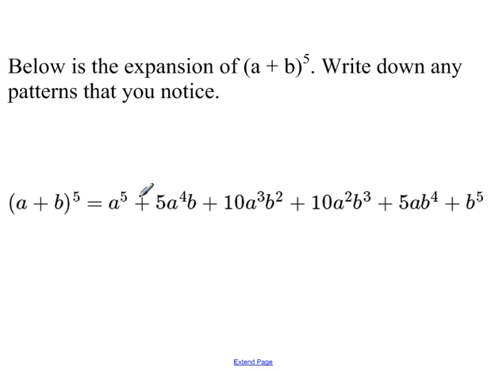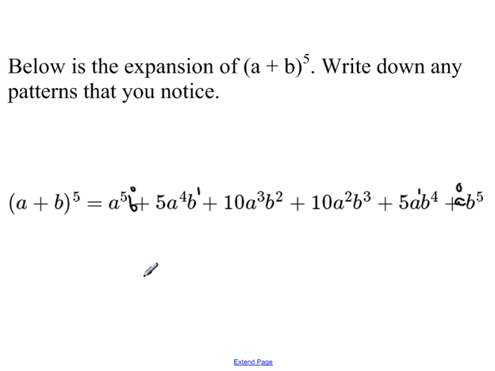You should see the same thing. The exponents of the first term, a, are descending. So you got 5, 4, 3, 2, 1, and 0. And if you look at the exponents of the second term, b, they're ascending. So we could write b to the 0 here. So you got 0, 1, 2, 3, 4, 5. So we notice the same exact pattern.